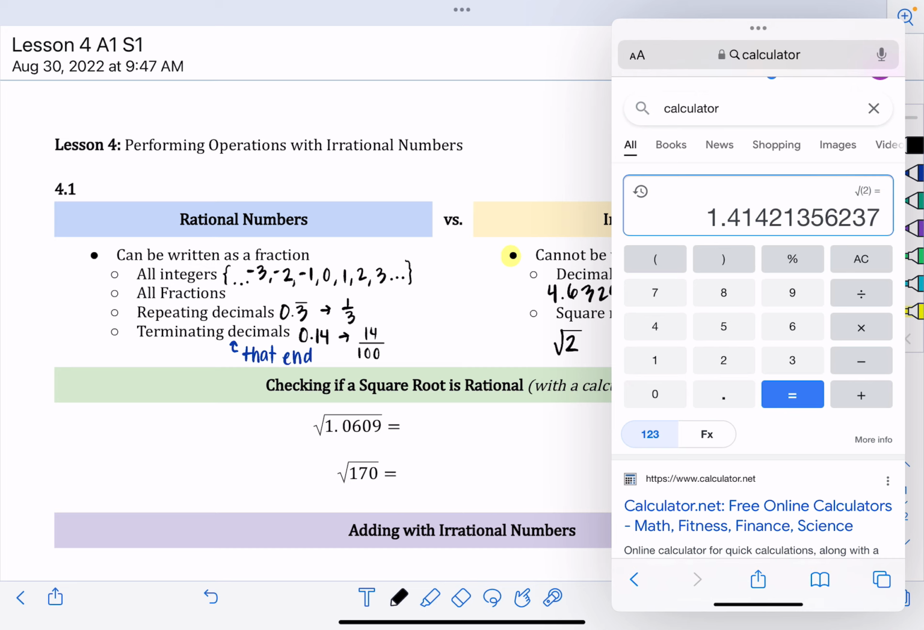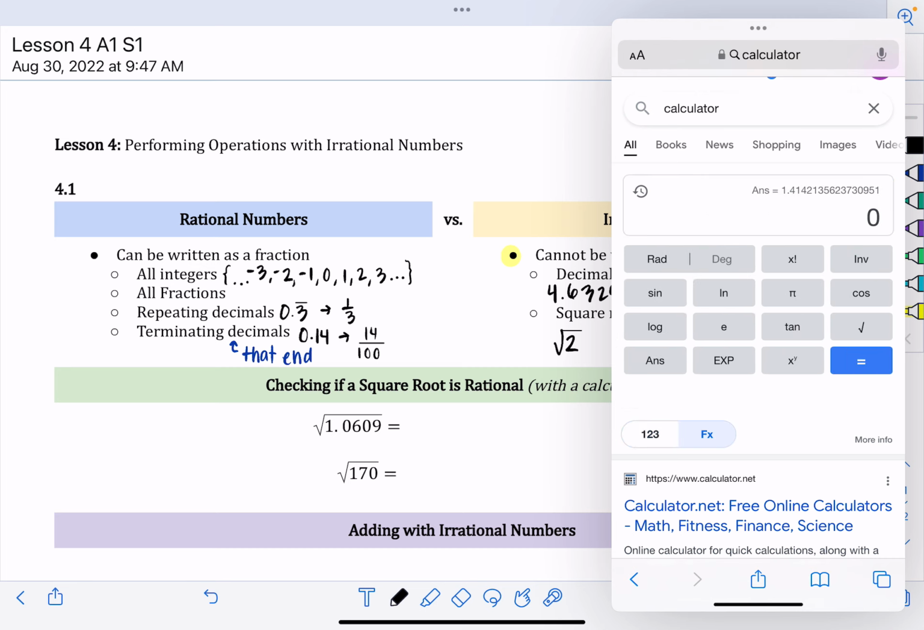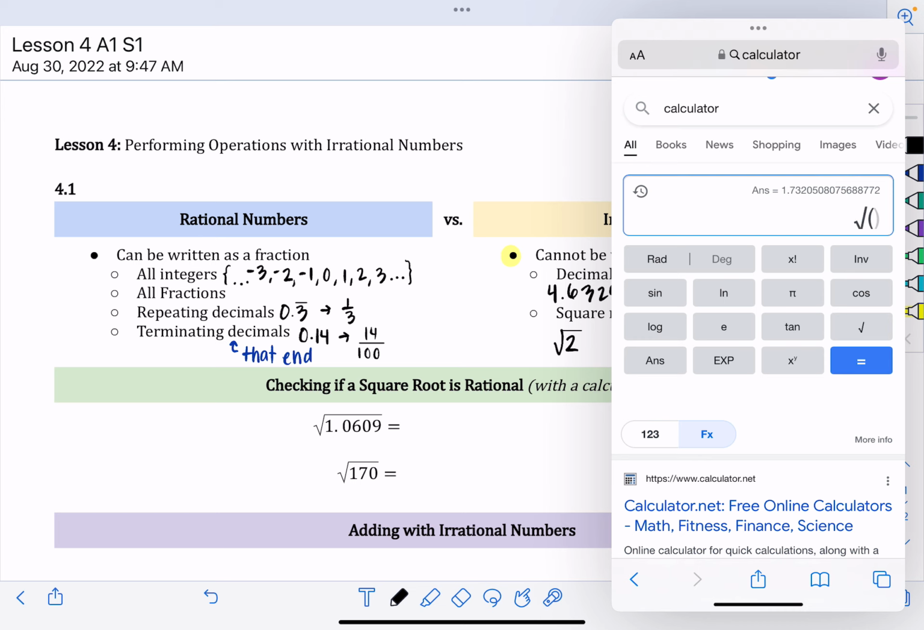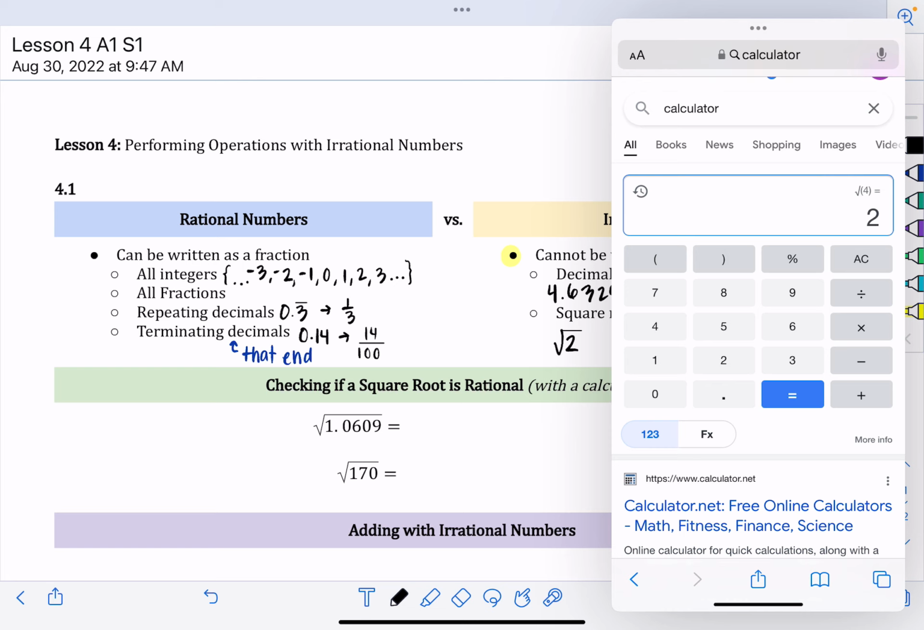So if I were to try the same thing and take the square root of 3, that's not a perfect square, so that should also be irrational, which it is. If I keep going and I take the square root of 4, I shouldn't get a decimal that goes on forever, right? I should get 2. And that's because that number is rational. Instead of having a decimal that goes on forever, it just stops at 2.